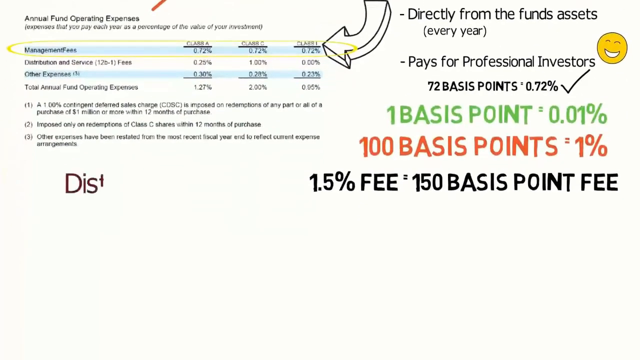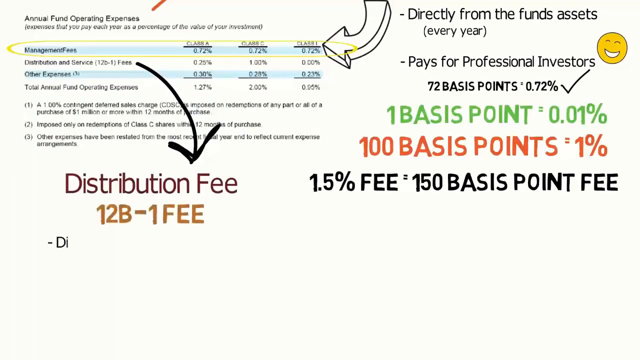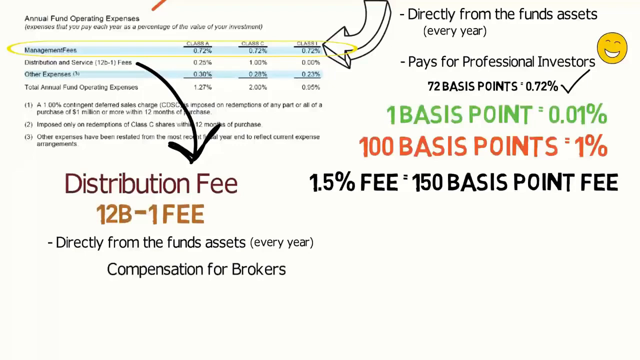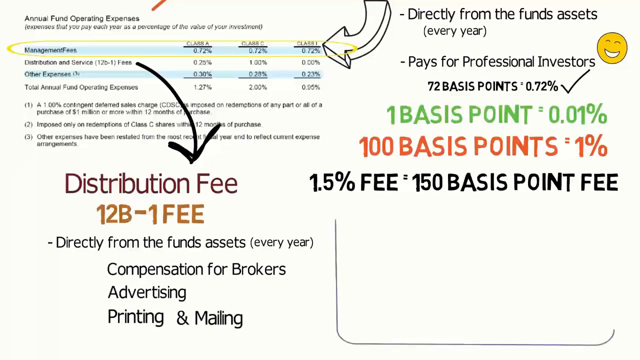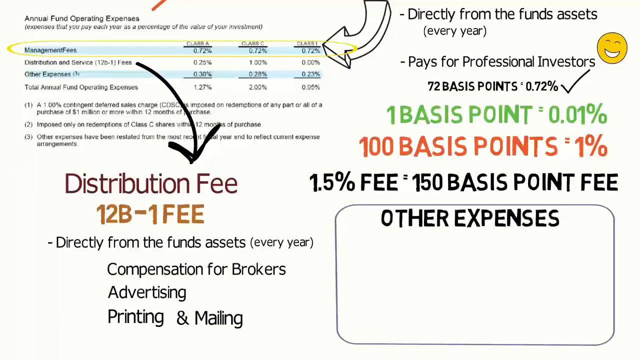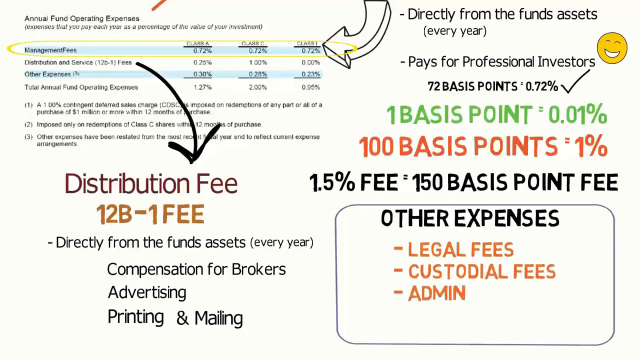The next fee is a distribution fee, or a 12b-1 fee. 12b-1 fees are fees that are taken out of the fund's assets to cover expenses to sell the fund. This fee can include compensation for brokers, paying for advertising, printing and mailing the prospectus, and so on. Then we go down to other expenses. This can be a lot of different things. Some popular fees here are legal fees, custodial fees, some administrative fees, things like that.